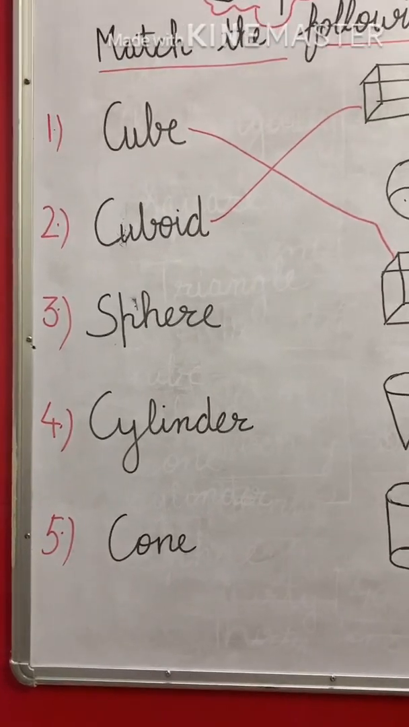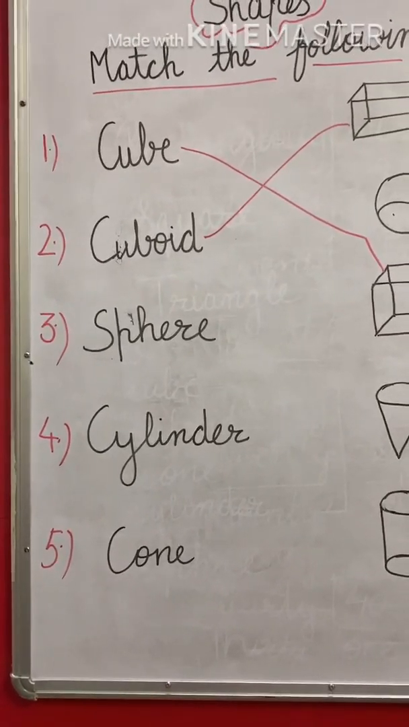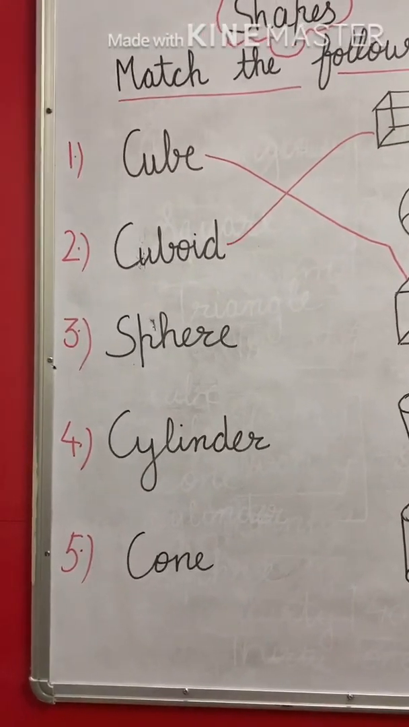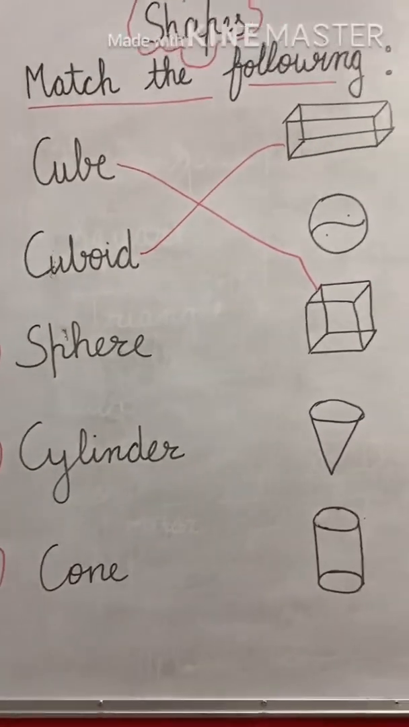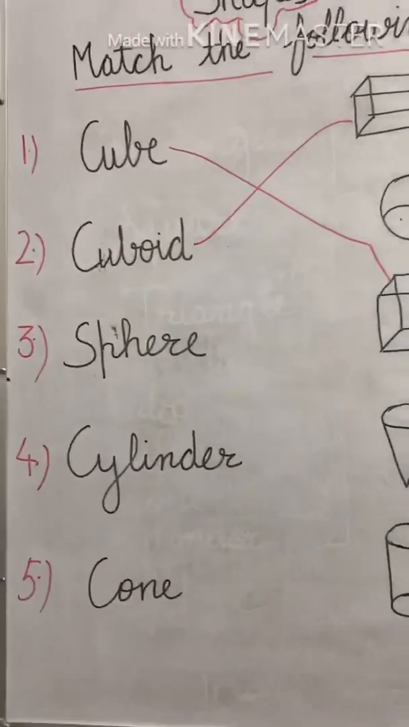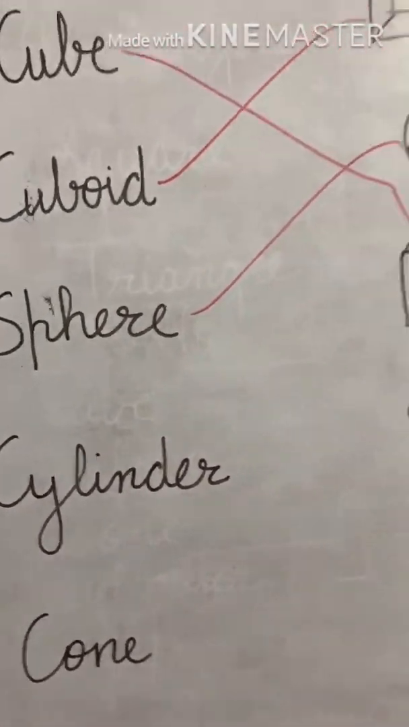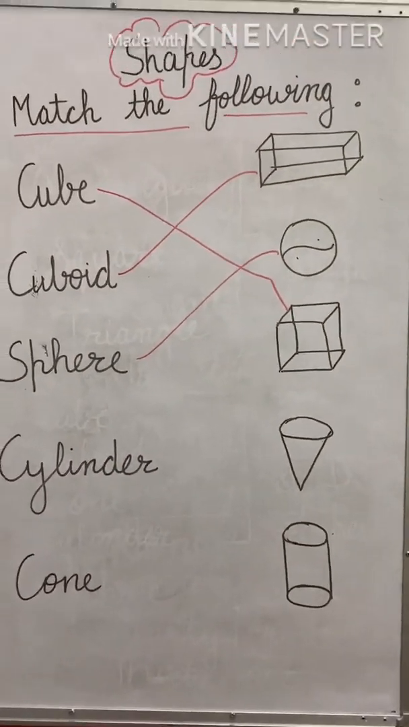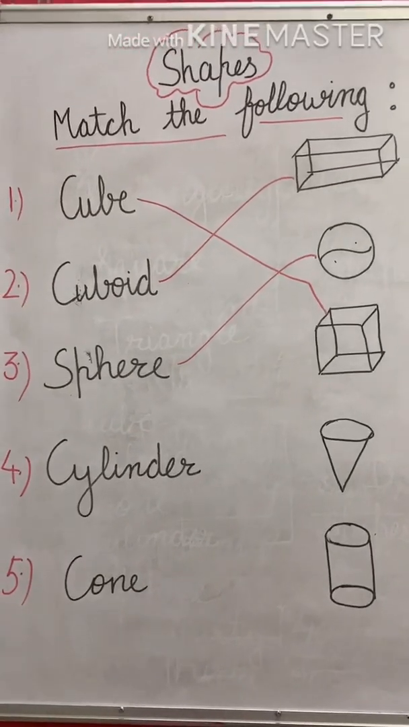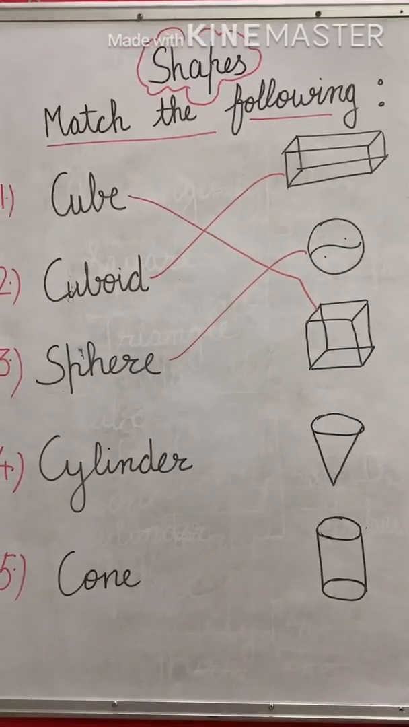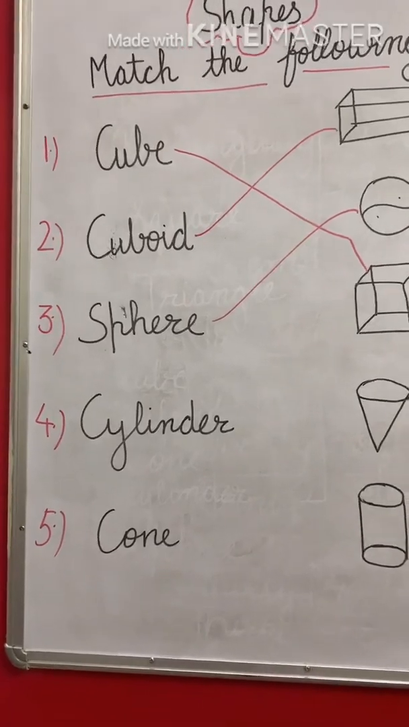Third one, sphere. The best example I gave you of sphere was round, like a circle, that can be held, a ball, or we can say our earth is also a sphere. So we will be matching sphere with this round shape. Alright.